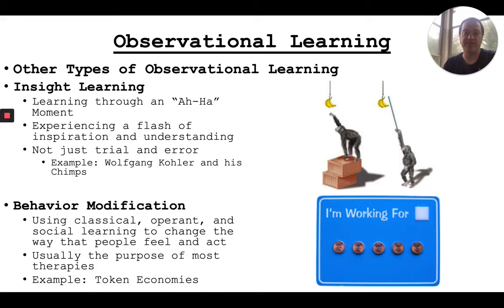And then some other types. Insight learning is kind of an aha moment, a flash of understanding. Wolfgang Kohler did this with chimpanzees. He would put bananas or nuts or rewards out, and they had to figure out how to get them. What he found was that a lot of times they would try a bunch of different things, but then they would figure it out.